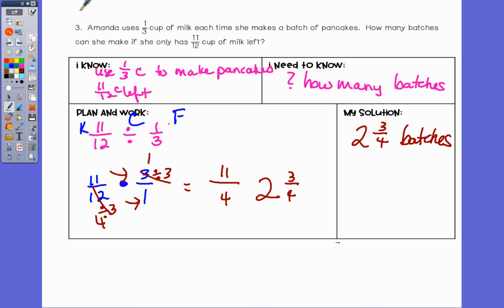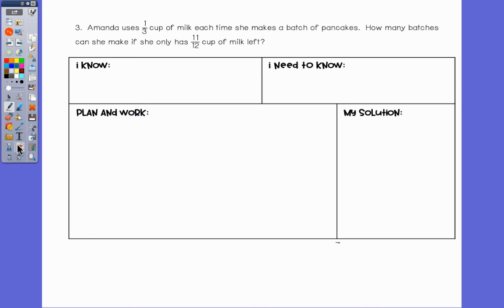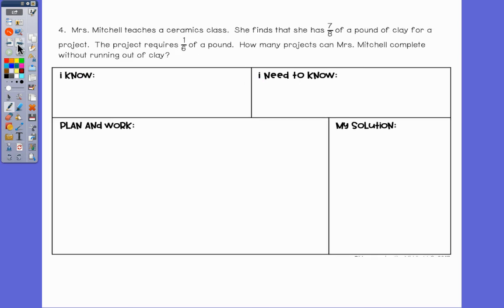You guys are going to do the last problem on your own. I will check it when you get to class tomorrow. You're going to do about Mrs. Mitchell and her ceramics class. We're going to work on more word problems tomorrow about buttermilk pancake recipes. It's going to be great.